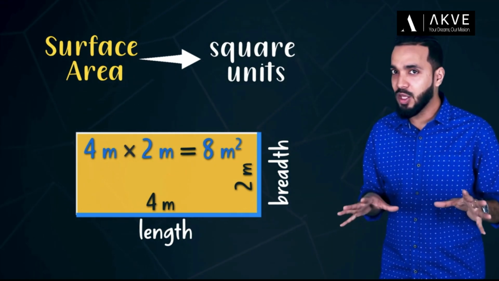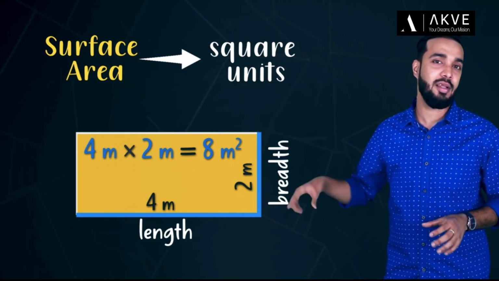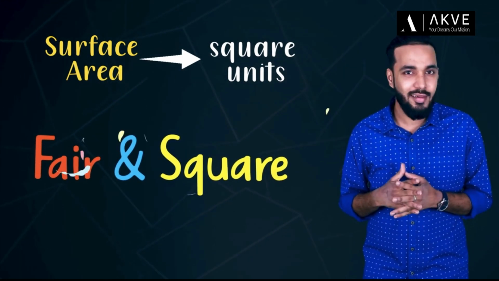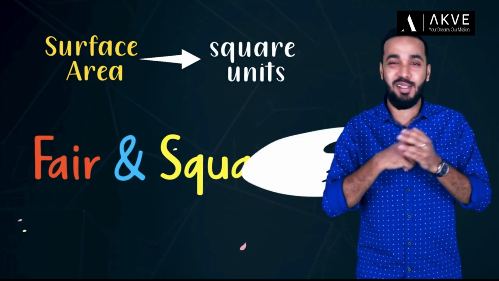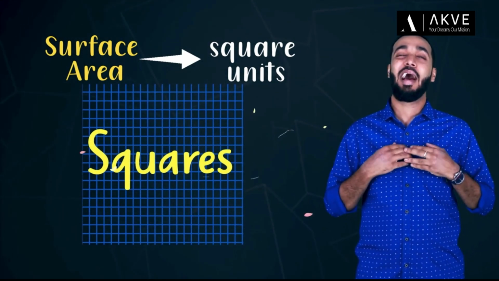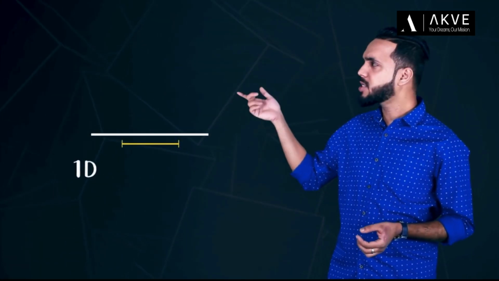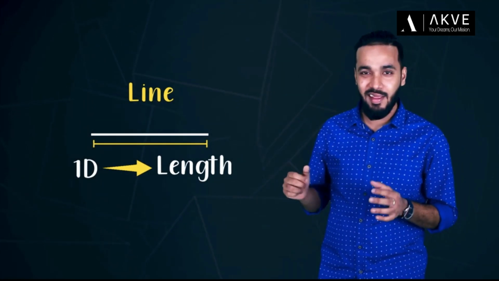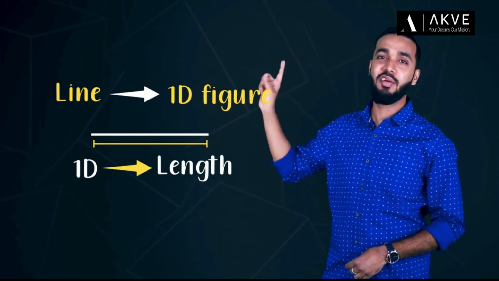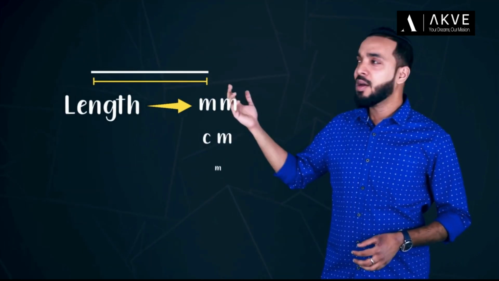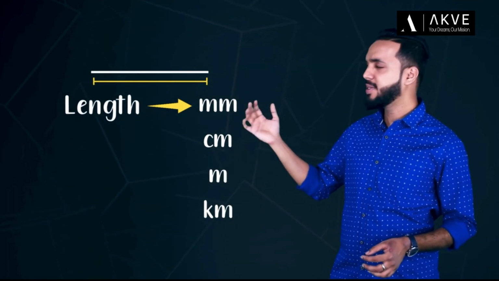While some may argue that this really is the reason, the actual reason why we use square units is fair and square. Actually, it is just squares. Confused? Allow me to show you. We know that a line has just one dimension, its length, which is why it is a 1D figure. And the length is measured in millimeters, centimeters, meters, and so on.